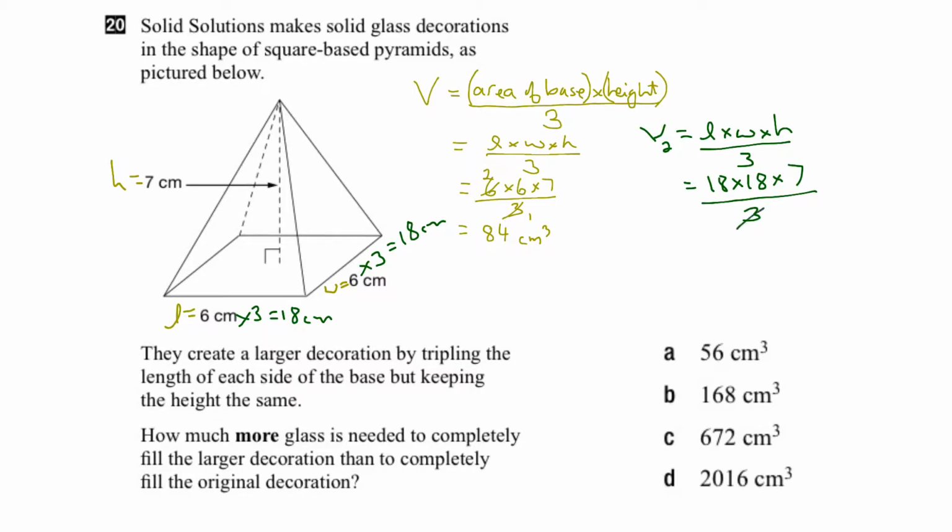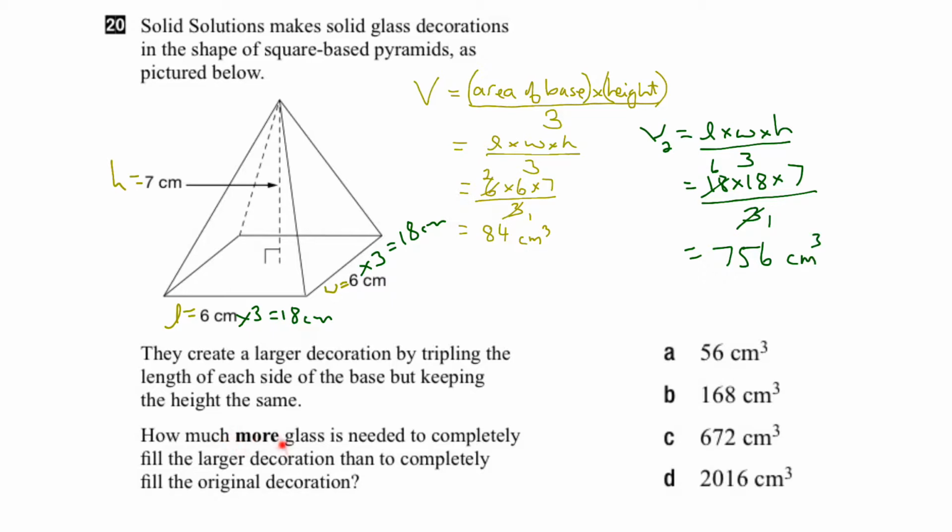And again, I could take 3 into there once. 3 goes into 18 6 times. So our new volume would be 6 times 18 times 7 divided by 1, and when we plug that into our calculator, we end up with 756 centimeters cubed.